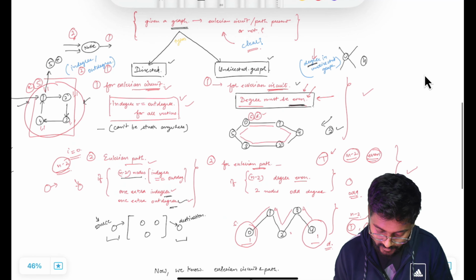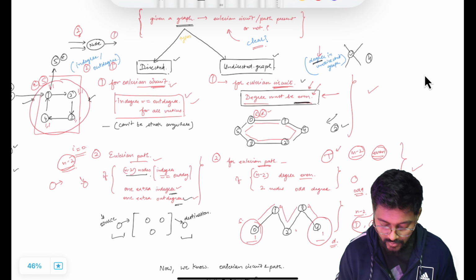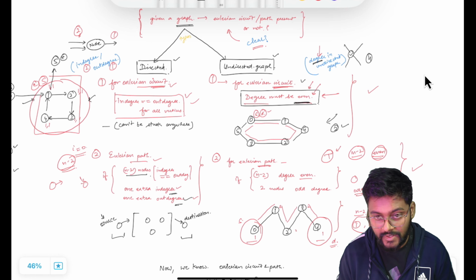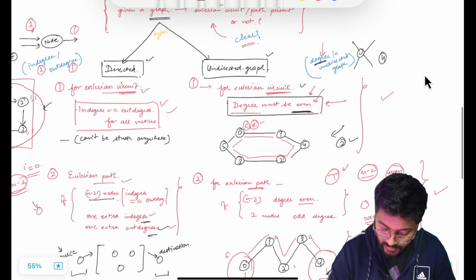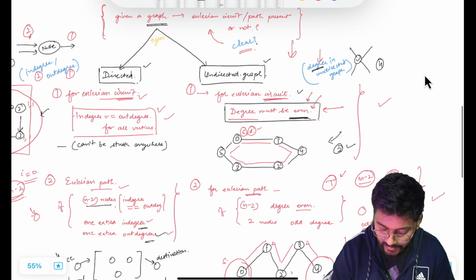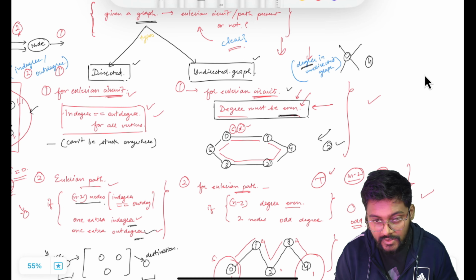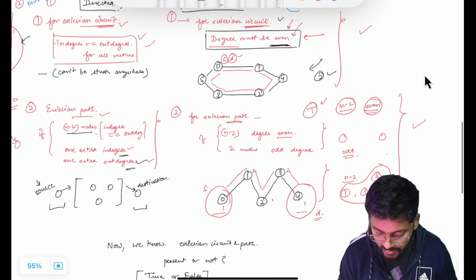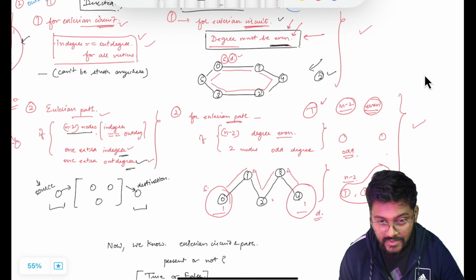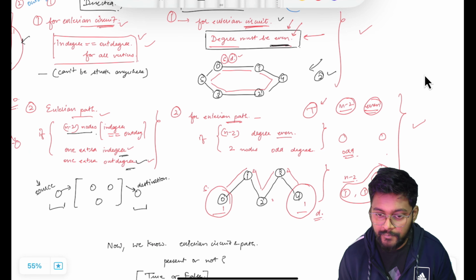Now we are clear whether an Eulerian path or circuit is present in an undirected or directed graph. Let me quickly revise again. If we are dealing with an undirected graph and the degree of every vertex is even, in that case an Eulerian circuit will definitely be present. And for an Eulerian path, if n-2 vertices have even degree and there are two nodes with odd degree, in that case an Eulerian path is present.